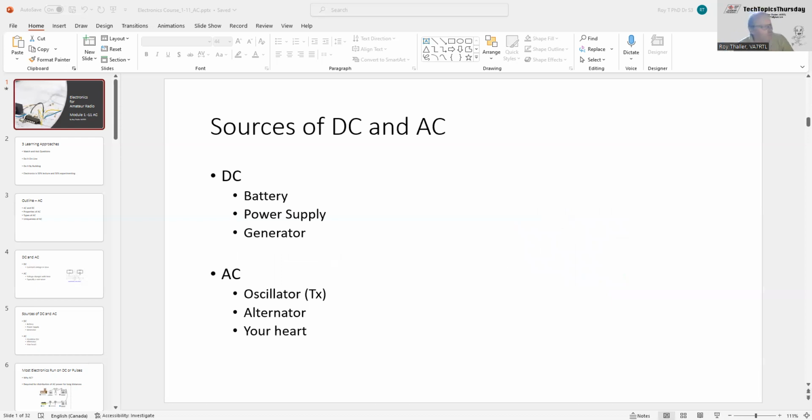So when we talk about sources of DC and AC, DC basically comes from a battery, which is a chemical reaction, a power supply, or a generator, which takes mechanical energy and produces it into DC. When we have AC, you need to have an oscillator, and that's like what a transceiver transmitter does in a radio. You can also have an alternator instead of a generator, and that produces AC. And then, for example, your heart also creates some waves. That's a chemical reaction, biological reaction happening in your body.